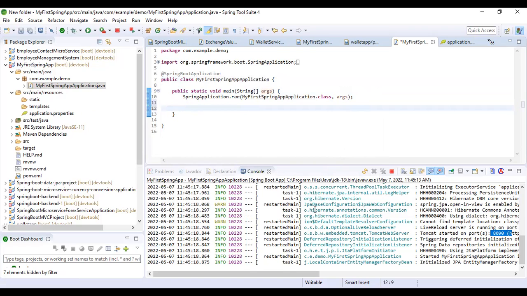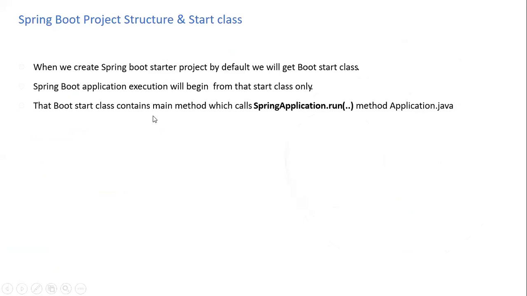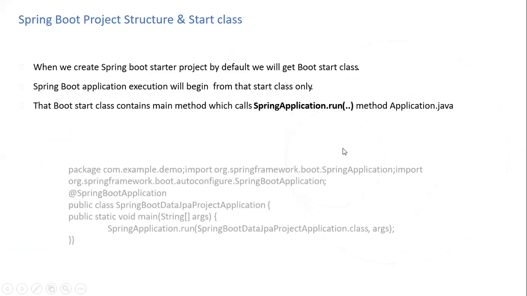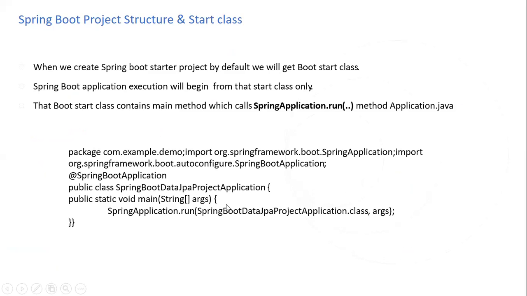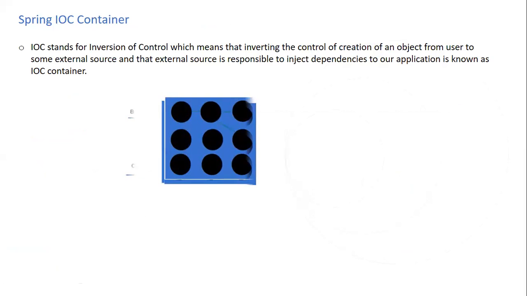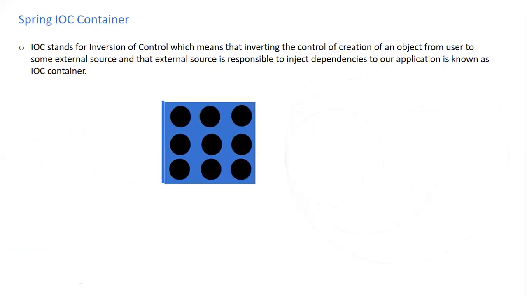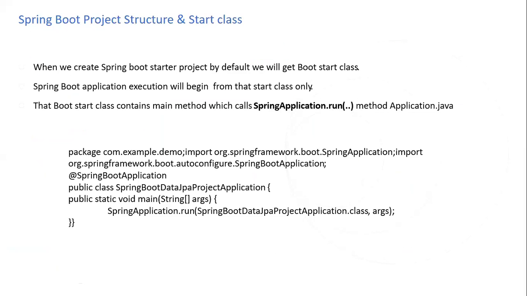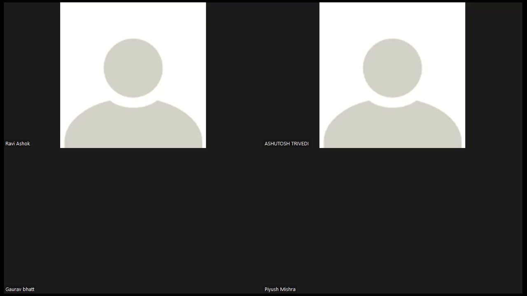So remember these points. What points do you have to remember? The boot class contains the main method. The boot class contains the main method which calls the SpringApplication.run method. You can check here, this is a boot class which contains the main method, and it calls the SpringApplication.run method. Is my point clear? Any confusion? Anybody have doubt? Please ask.